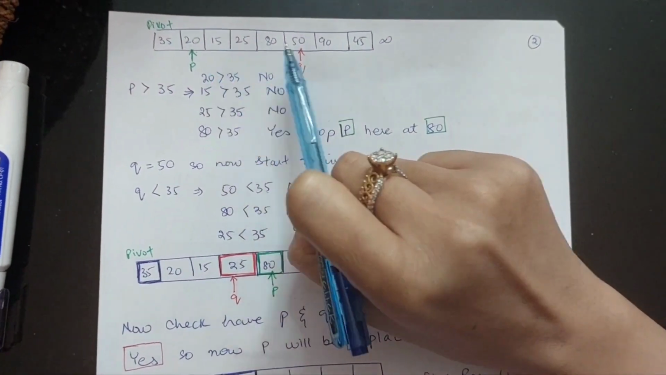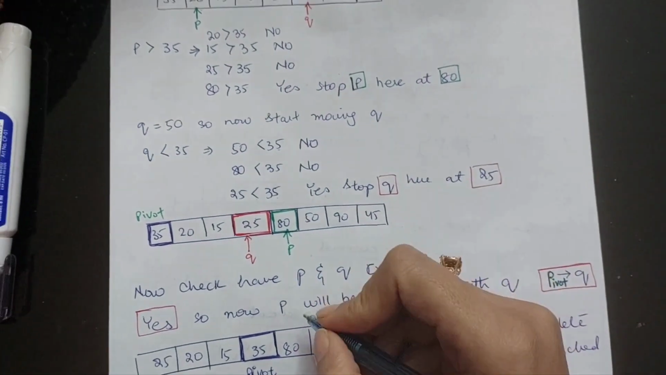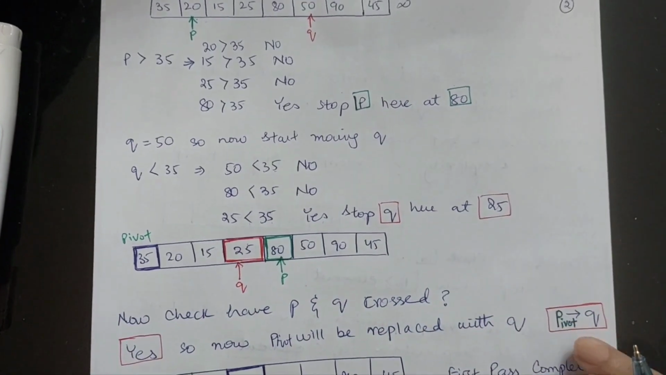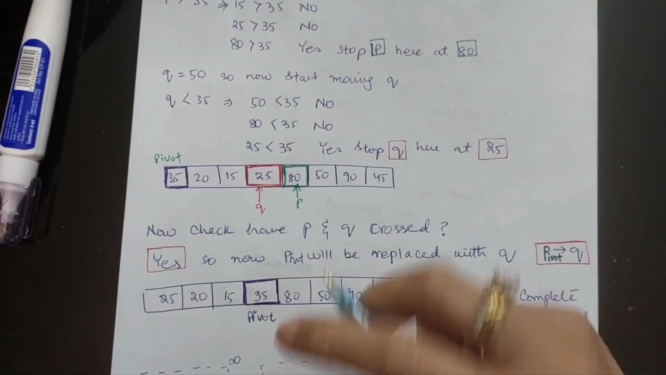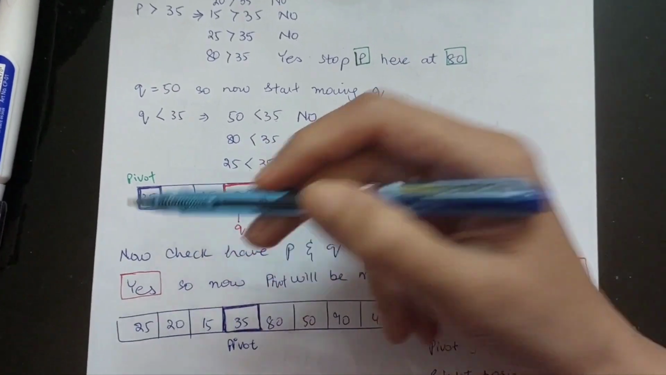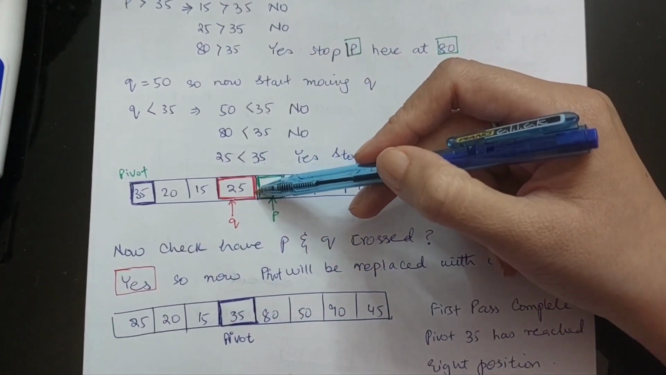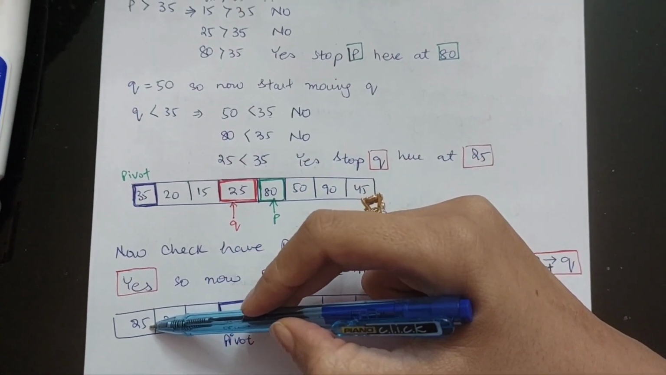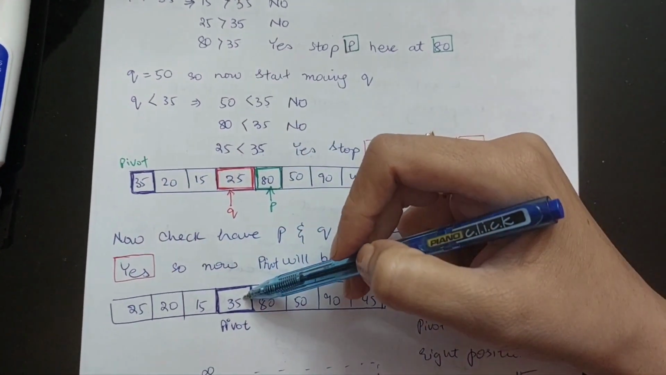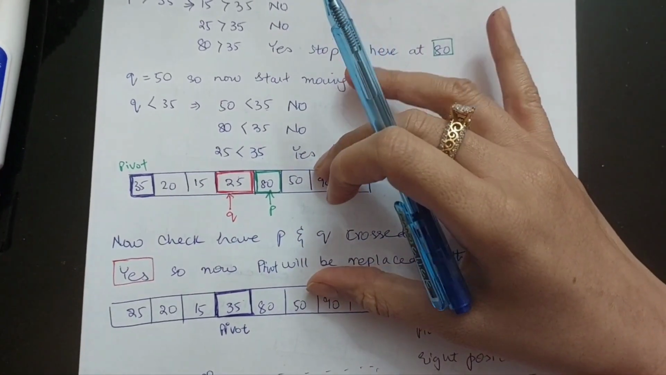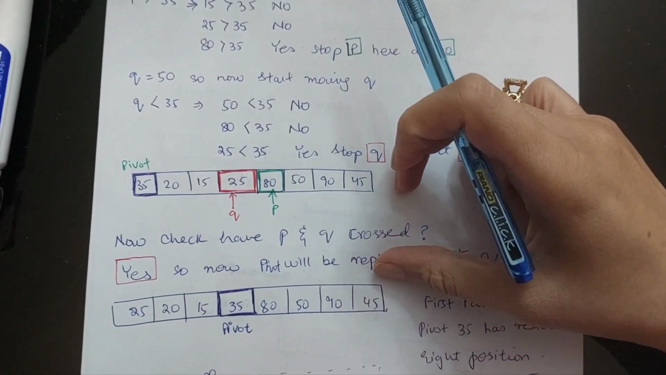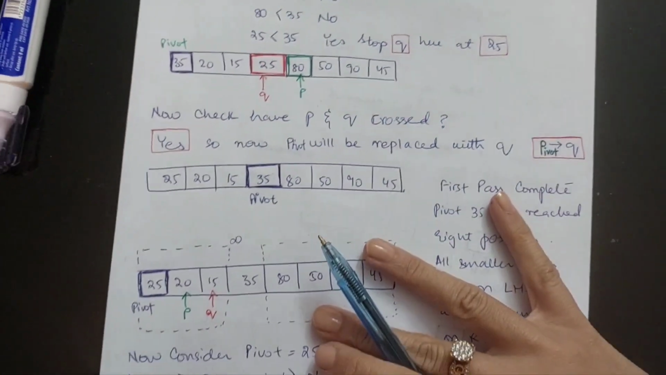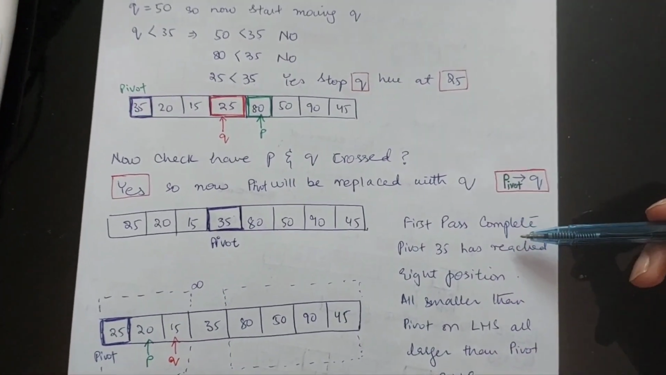Previously we simply swapped the locations of p and q, but now in this case we will replace the pivot with q. So you saw that the pivot was 35 and q was 25. This 25 will move on to the position of the pivot and the pivot will move on to the position of q. This is the different case that has happened here, because p and q have crossed by then. So now you can see that my first pass has completed.